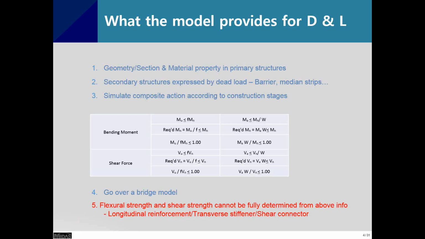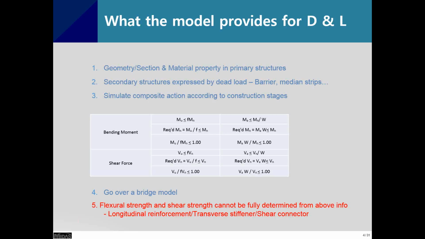So those are already in there, and when you're doing the design check in terms of flexure strength limit, you might find the nominal strengths. All the dimensions for the sections are already in there, so you don't really need to define them one more time when you're doing the design check. And also in terms of dead load, such as barriers or median strips, so secondary structures expressed by dead load, those are already defined in the steel composite bridge widget, so you don't really need to define them when you're doing the design check.